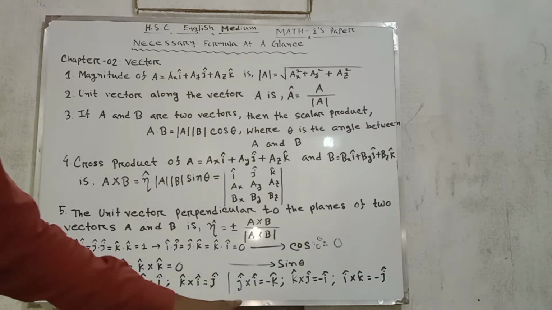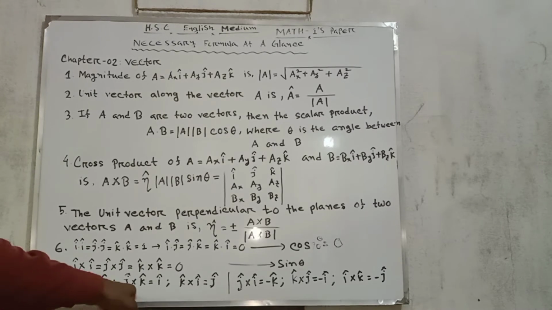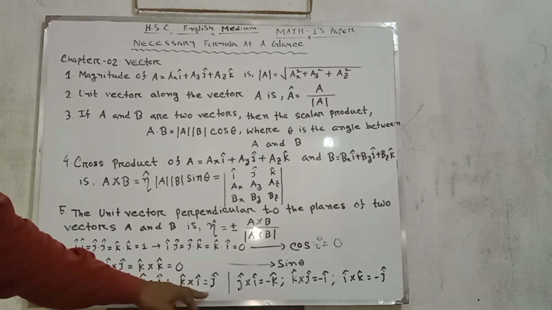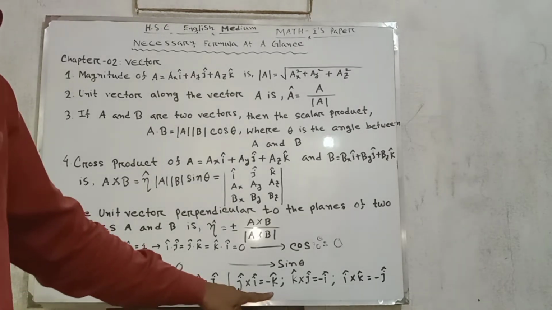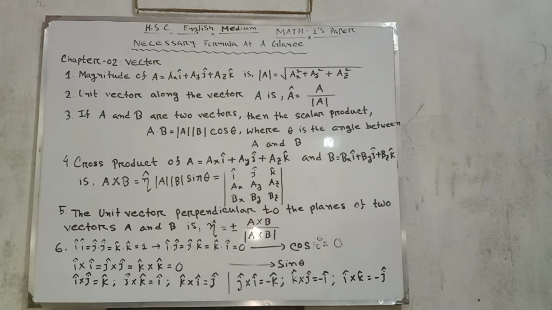It is the formula. Next formula: anti-clockwise, then the value is positive. But clockwise, then the value is negative. It's the sixth formula. Next, we will discuss formulas 7, 8, 9, 10.